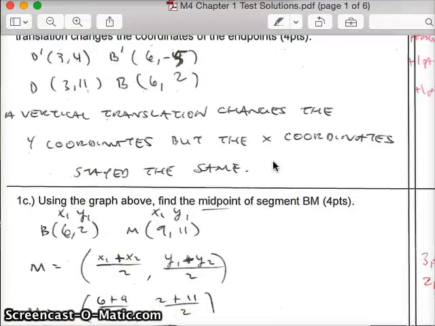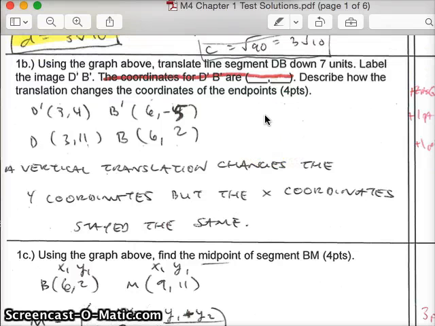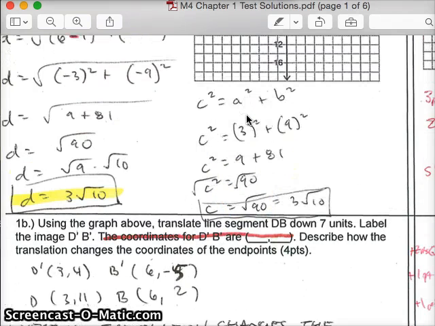Question 1b. Using the graph above, translate the line segment DB down 7 units. Label D prime B prime, and describe how the translation changes the coordinates of the endpoints. So I gave you 2 points for just graphing it. So you're just going to take this and go 7 units down.